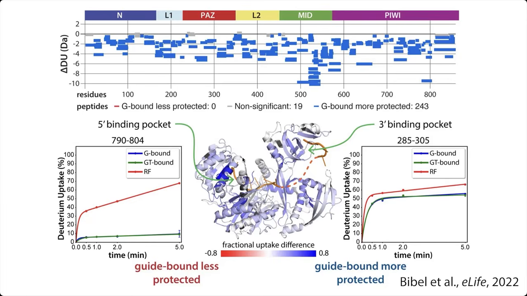The bottom line is that the higher the amount of secondary structure, the less uptake you're going to get. And the lower the solvent accessibility, the less uptake you're going to get. If regions are more flexible, unfolded, or dynamic, those regions are going to take up a lot of deuterium really quickly. And you can use this to analyze changes in the protein under different conditions.